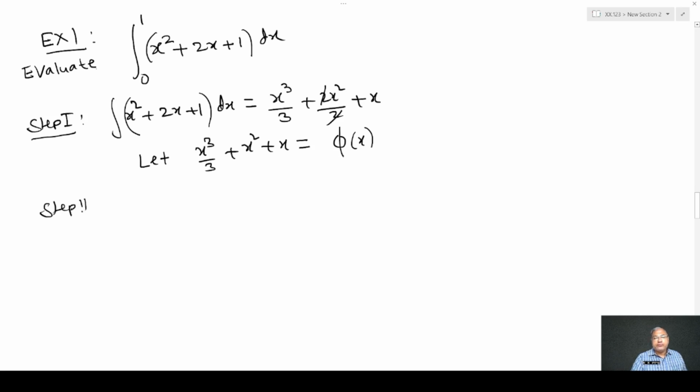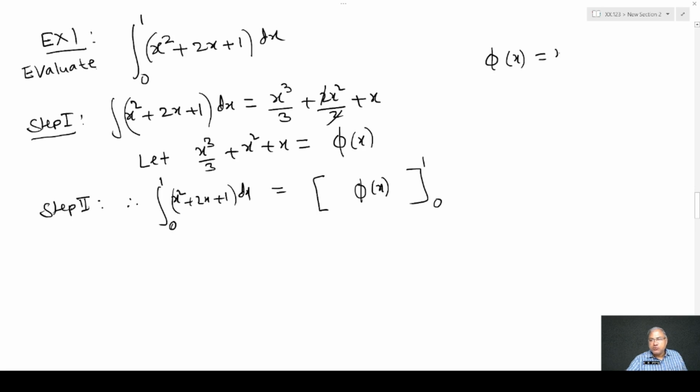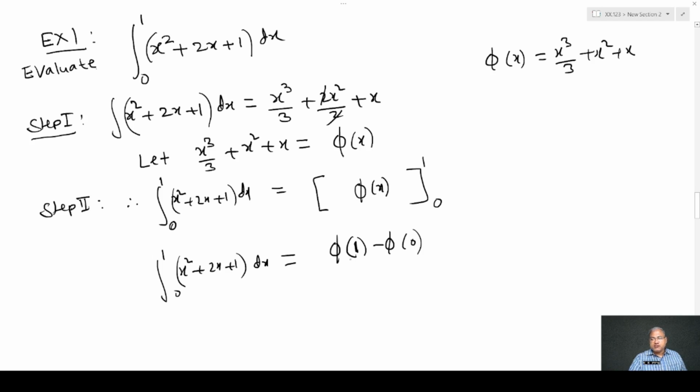Step 2. Therefore, integration of x square plus 2x plus 1 with respect to x from limit 0 to 1 equals, now we write the box here, and inside this box we write phi of x and write down the limits 0 to 1. So we have phi of x equals x cube by 3 plus x square plus x. Now integration of 0 to 1 x square plus 2x plus 1 with respect to x equals phi of 1 minus phi of 0, that is upper limit value minus lower limit value for function phi of x.